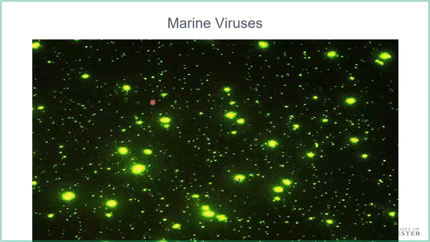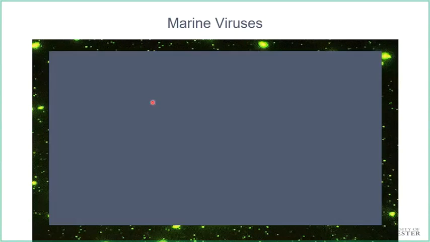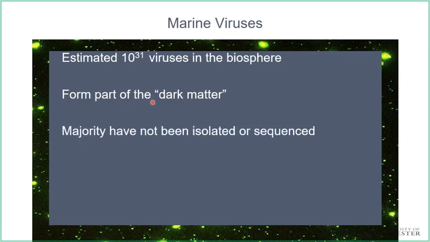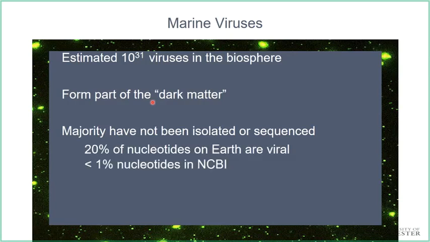There are over 1 million viruses in every teaspoon of seawater. In fact, they're the most abundant biological entities in the biosphere, with an estimated 10 to the 31 viruses across the globe. They form a part of the dark matter, and by this we mean the vast majority of these things are completely unknown and we have no idea of their function. The majority of them have never been isolated or sequenced, and to put this into some context, it's estimated 20% of nucleotides on Earth are of viral origin.